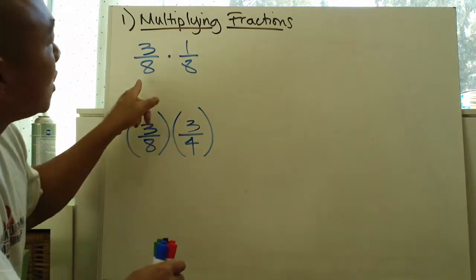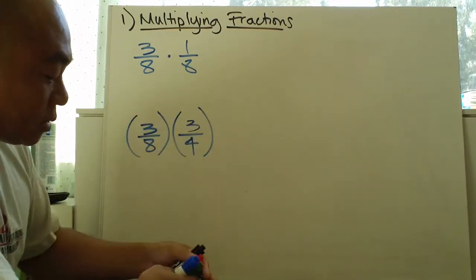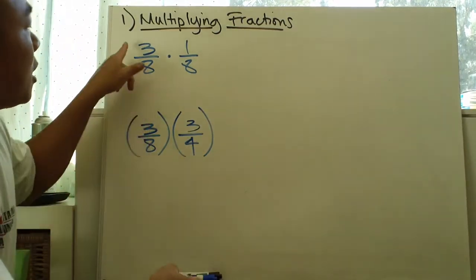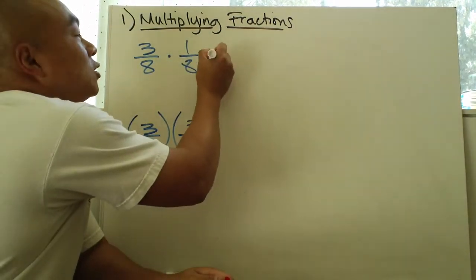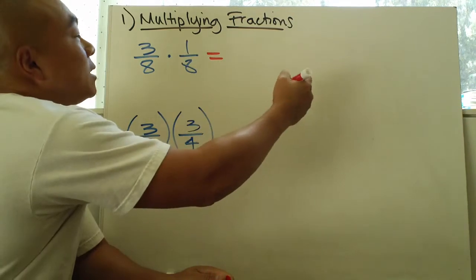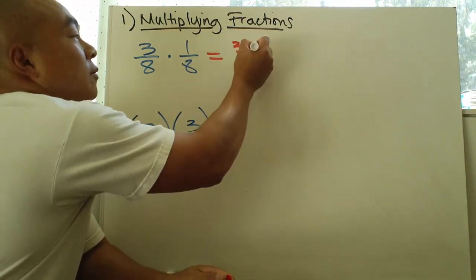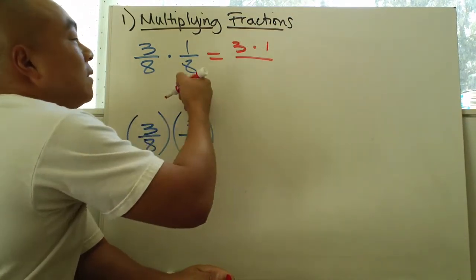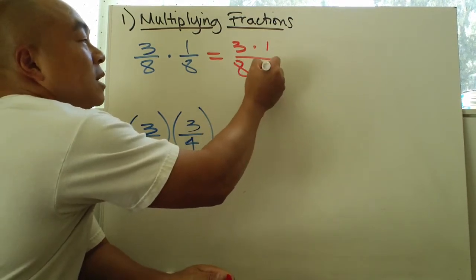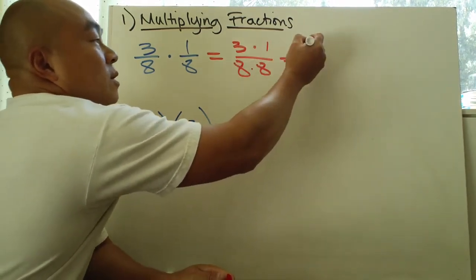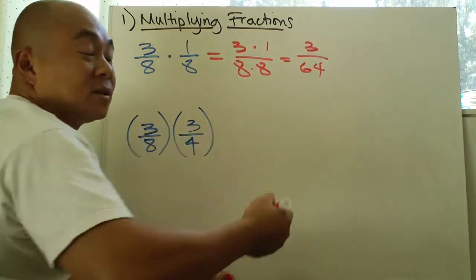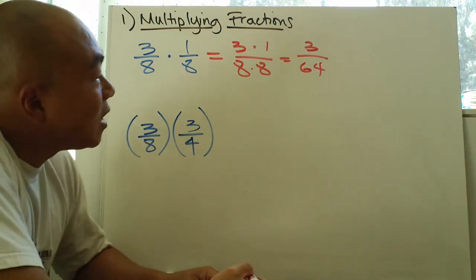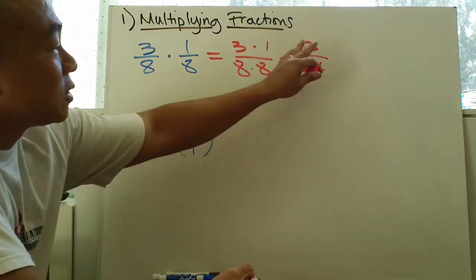Alright, let's go ahead and multiply fractions. Here we have 3/8 times 1/8. And the only thing that you have to do here is to just multiply straight across. So 3 times 1, and then this time, 8 times 8. So 3 times 1 is 3, 8 times 8 is 64. Go ahead and check to see if you can simplify any further, and I don't think you can, so you're going to leave it at that.